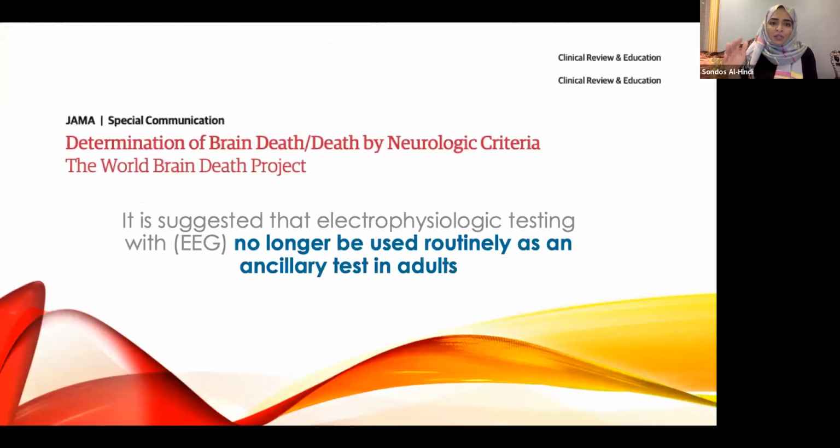So due to this variability, it's interesting that the most recent project, the World Brain Death Project, suggested that EEG no longer be used routinely as an ancillary test in adults. I mean, they already said that you don't really need it to clinically diagnose brain death, but they really are kind of pushing to move away from EEG. To them, it's probably better to use a perfusion study over EEG due to its limitations and confounding factors, and we're going to talk about this further on.